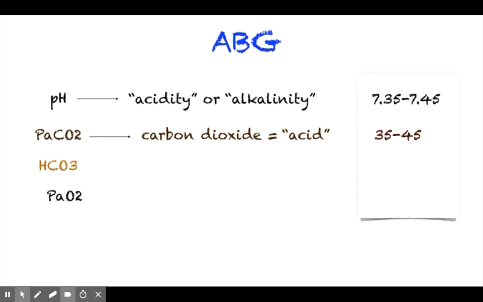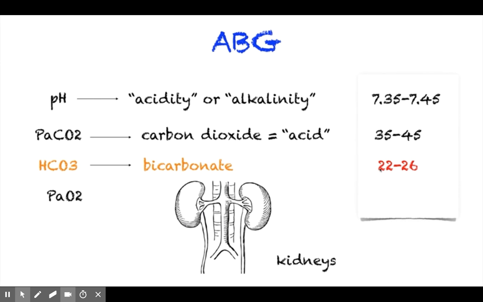Next up is your HCO3. Your HCO3 is your bicarbonate. Your normal value for your bicarbonate is 22 to 26. The bicarbonate is being controlled by your kidneys. And just to maintain the pH within the normal range, your lungs and your kidneys tend to work hand in hand to maintain a pH of 7.35 to 7.45. And we will talk about that later on today when we talk about compensation.